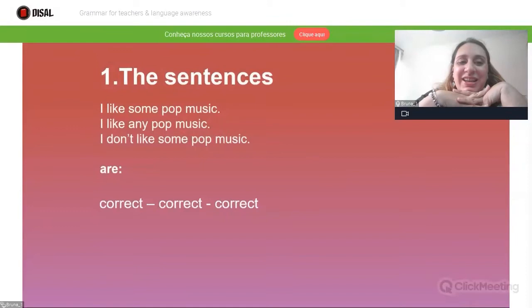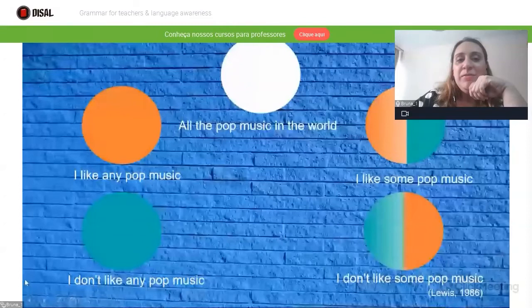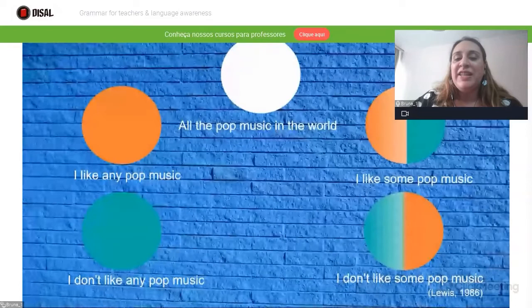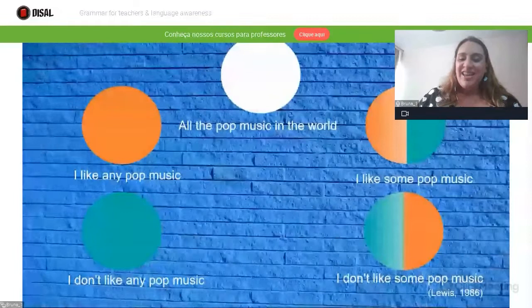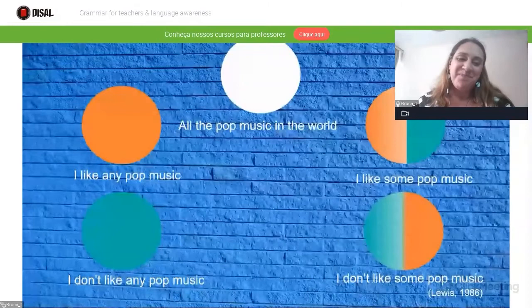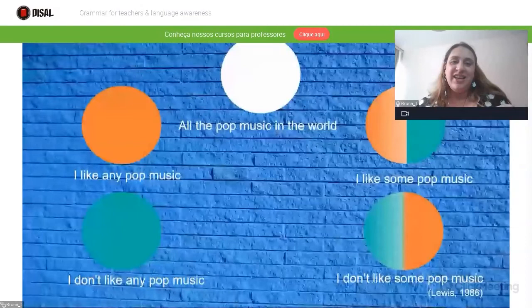So when I say I like any pop music and somebody says, oh, it's any kind of pop music or something like this, that's why all three of them are correct. If we think of the white ball here as all the pop music in the world, okay? If I say I like some, it means that I like some, but not all the pop music in the world. If I say that I like any, it means that I like any, without any distinction, all right? And if I say I don't like any, it means the opposite, that I don't like pop music at all.